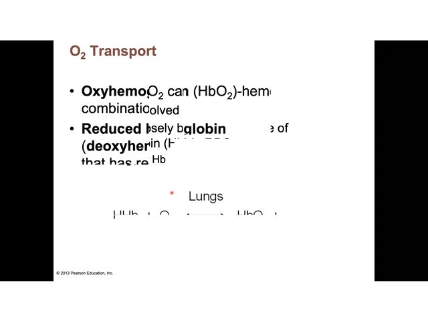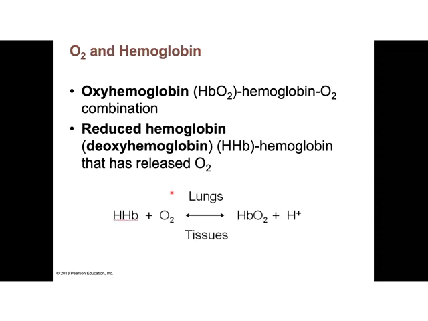Oxyhemoglobin is hemoglobin bound with oxygen, while reduced hemoglobin is hemoglobin that is not fully saturated with oxygen. Okay? Deoxyhemoglobin is a dark red. Oxyhemoglobin is a nice bright red. Okay?